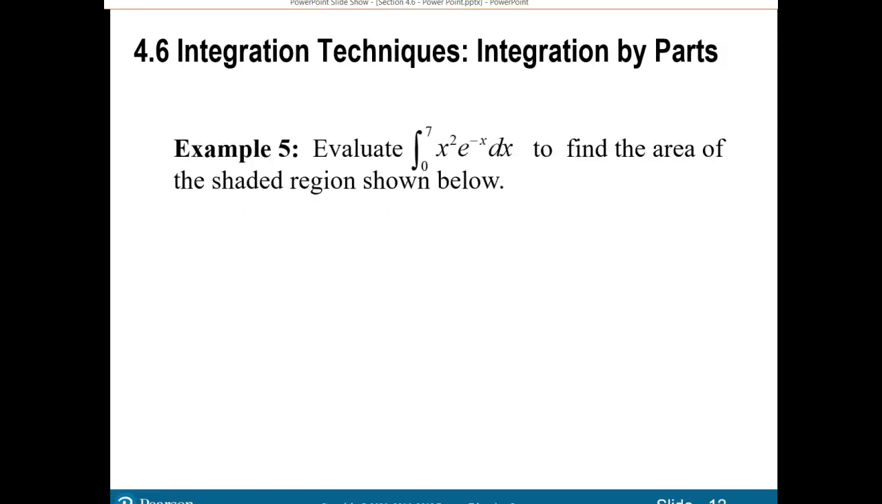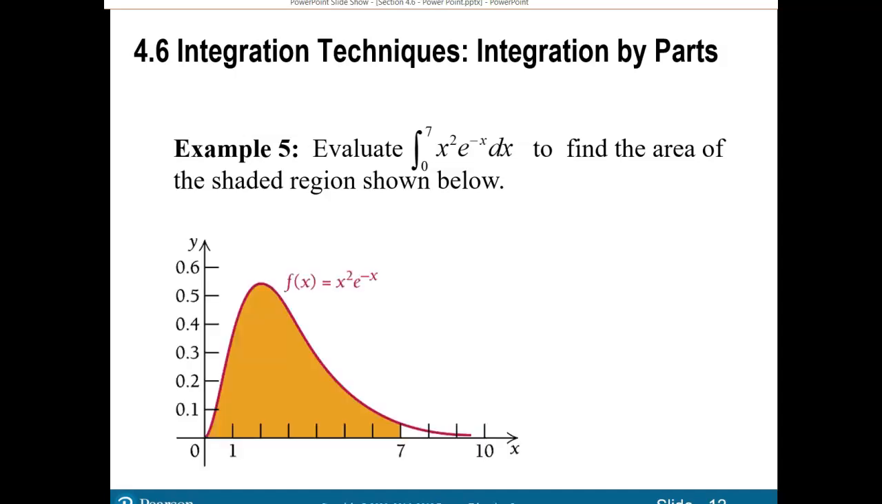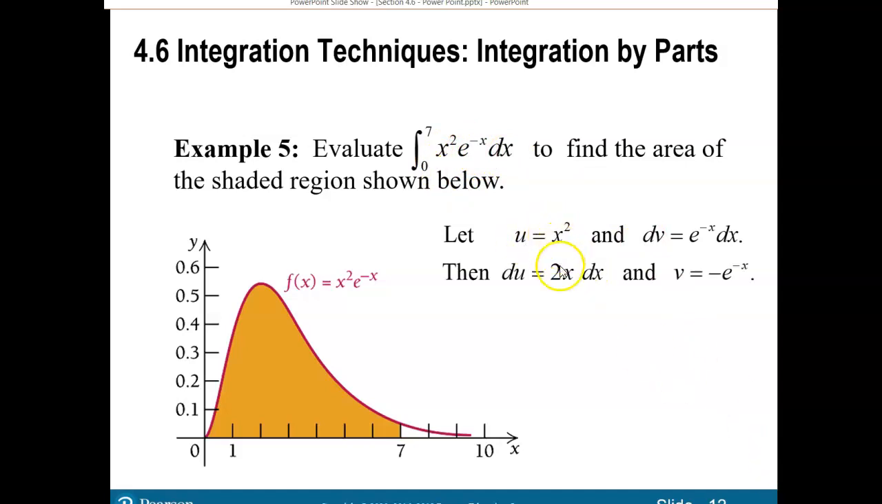All right, so evaluate the integral from 0 to 7, x squared e to the negative x dx, to find the area of the shaded region shown below. We've already talked about that the value of the definite integral represents the area under the curve. So let's let u be x squared and dv be the e to the negative x dx. So the derivative of u is 2x dx. The antiderivative would give me v, so this would be e to the negative x divided by the negative 1. That's why the negative is in front.